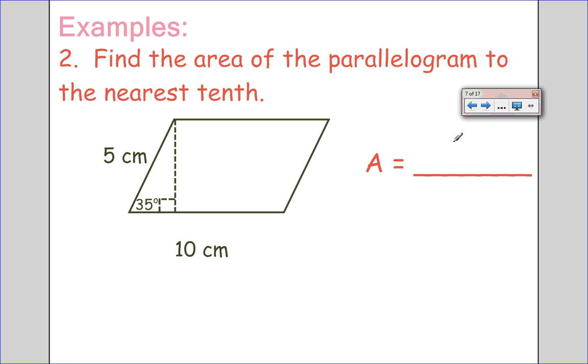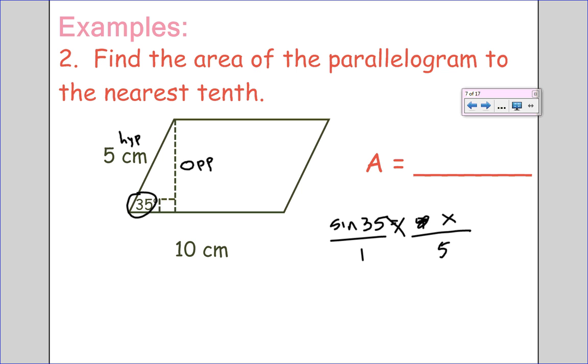Once again, on each of these problems, I would pause it before to see how you do. Now we need to find the height of this parallelogram. It gives me an angle and a side, so I'm going to have to use SOHCAHTOA, trigonometry, to find the opposite side. So in terms of 35, this is the opposite side, and this is the hypotenuse right here. So what involves opposite and hypotenuse? Sine. So sine 35 equals the opposite side, which we'll call x, over 5.